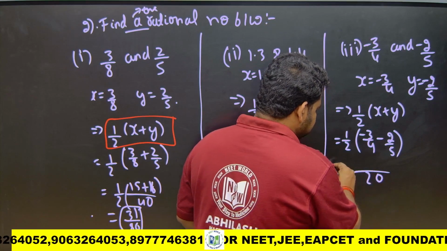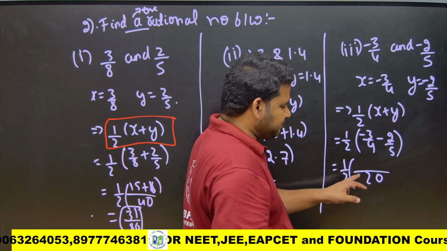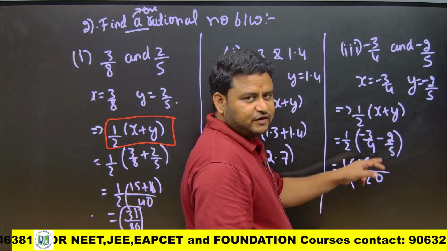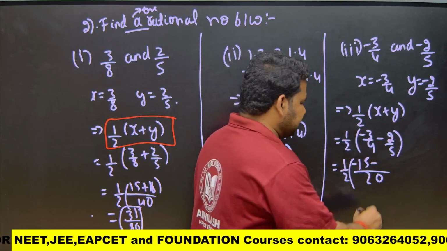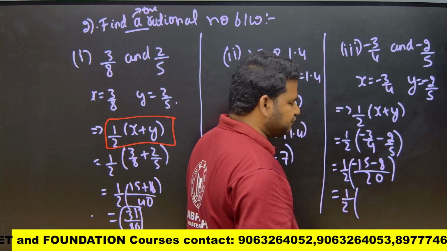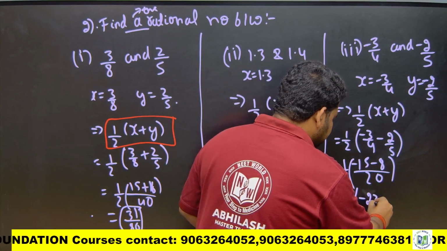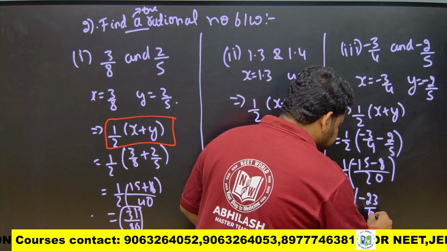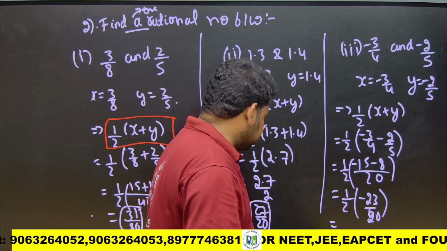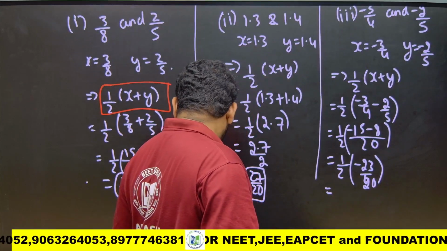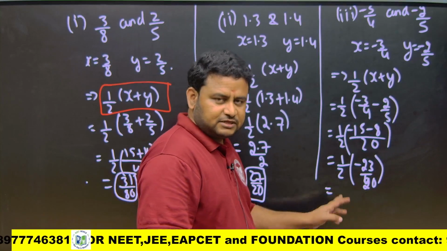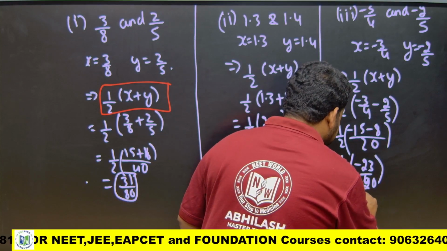So this will be 1 by 2 into, within the bracket, 4 5s are 20, 5 3s are minus 15, and 5 4s are 20, 4 2s are minus 8. So this becomes 1 by 2 into (minus 15 minus 8), which is minus 23 by 20. That becomes minus 23 by 2 into 20, which is 40. So this becomes minus 23 by 40.